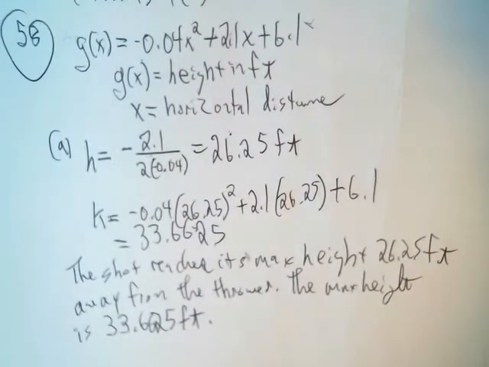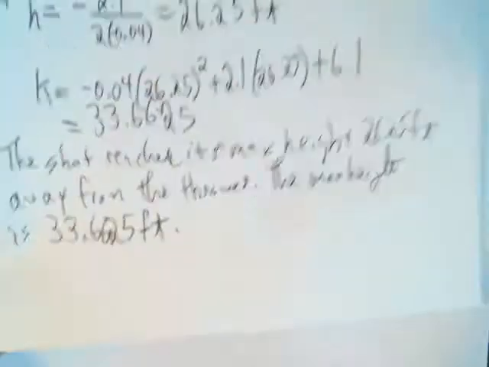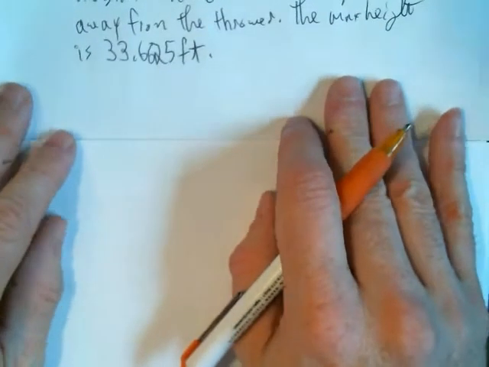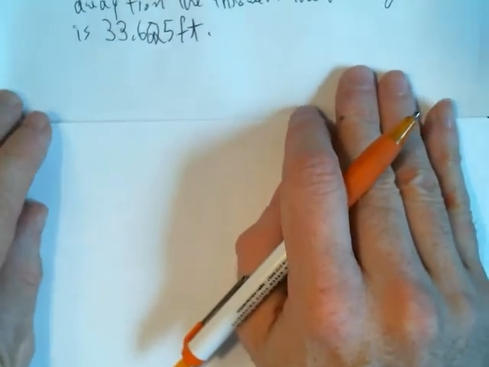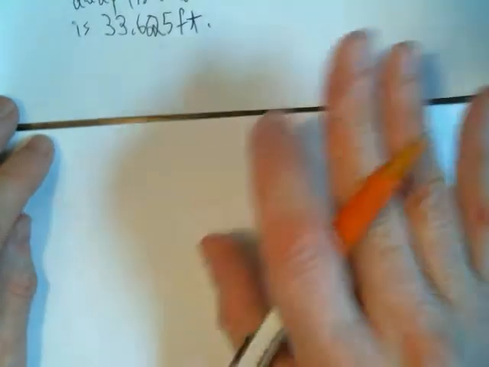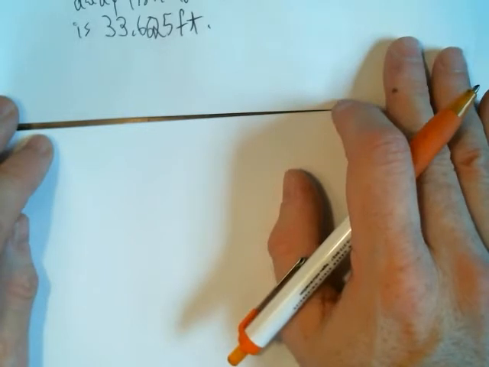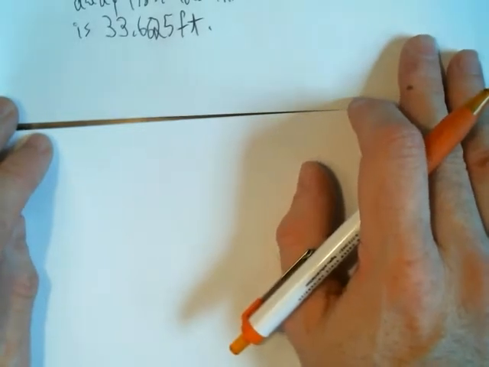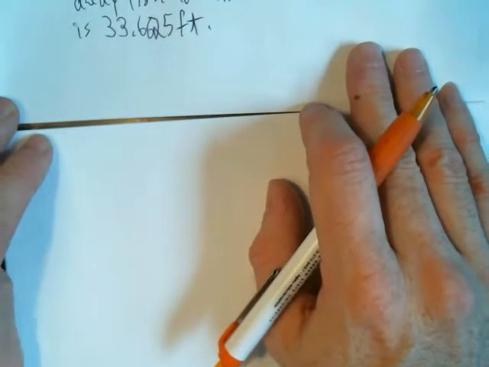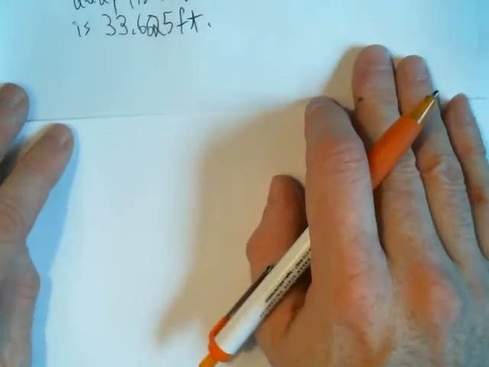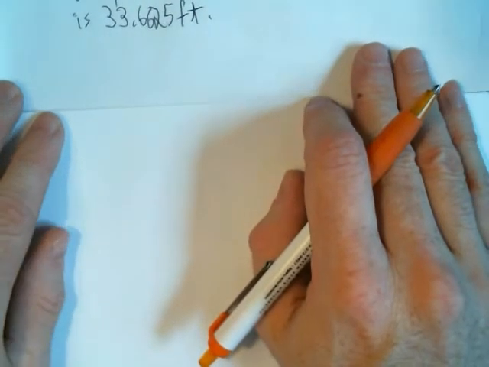Some follow-up questions. What is the shot's maximum horizontal distance to the nearest foot, or in other words, the distance of the throw? So to figure this out, you just want to find where the height is 0, because that's where it hits the ground. So there'll be two solutions. One is behind the thrower, so it's not a real solution, but don't misunderstand that as imaginary.